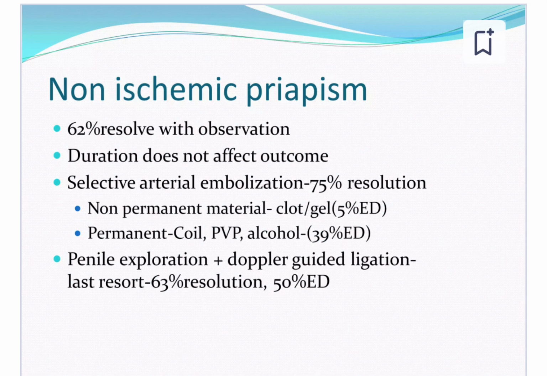Now let's discuss non-ischemic priapism, which is also called high-flow priapism or arterial priapism. The Doppler ultrasound may be able to identify the cavernosal artery fistula. However, arteriogram is the gold standard for the diagnosis of non-ischemic priapism. Non-ischemic priapism is not an emergency, and in approximately 62% of cases, it will resolve without any intervention.